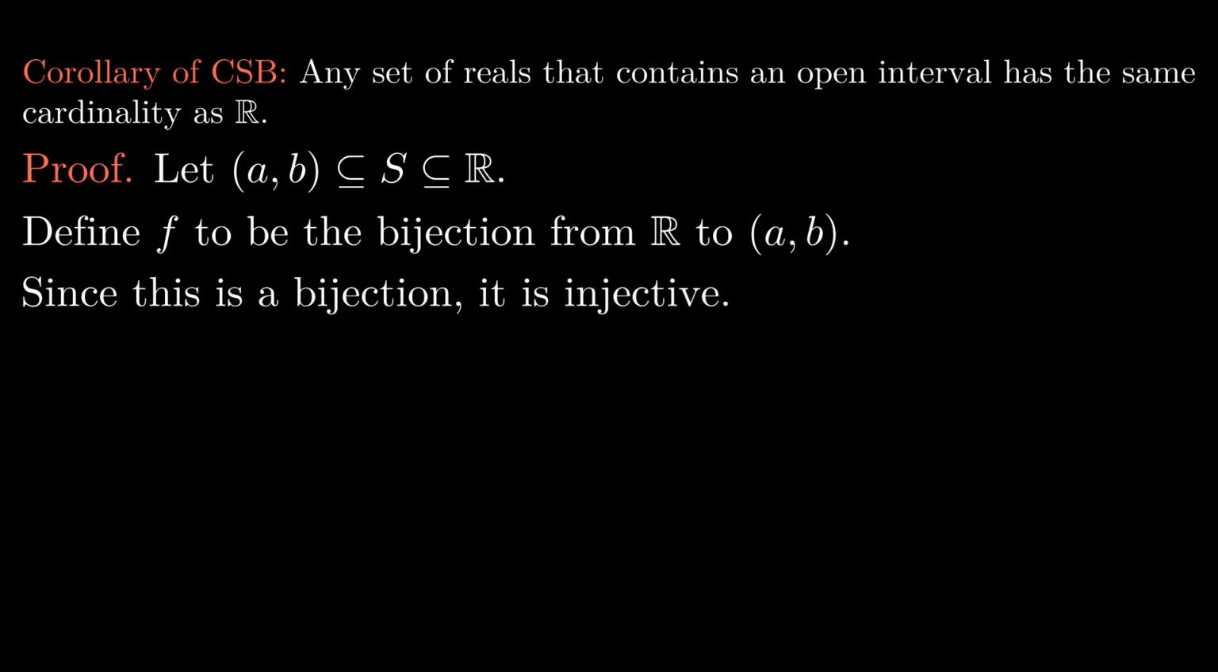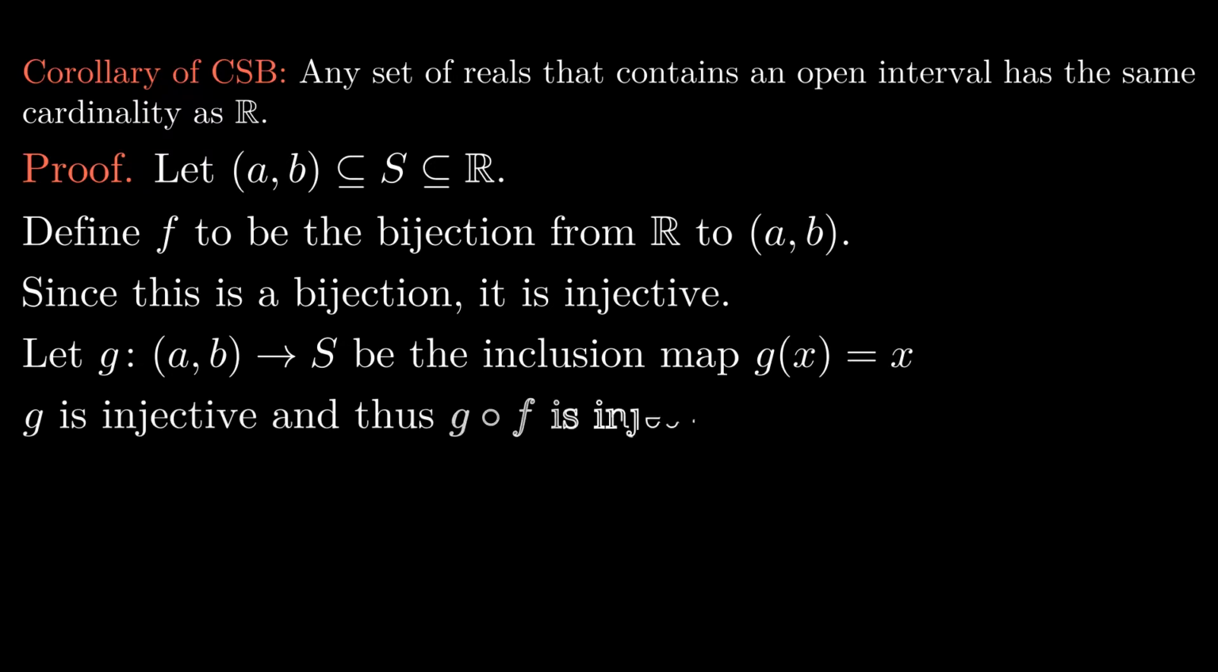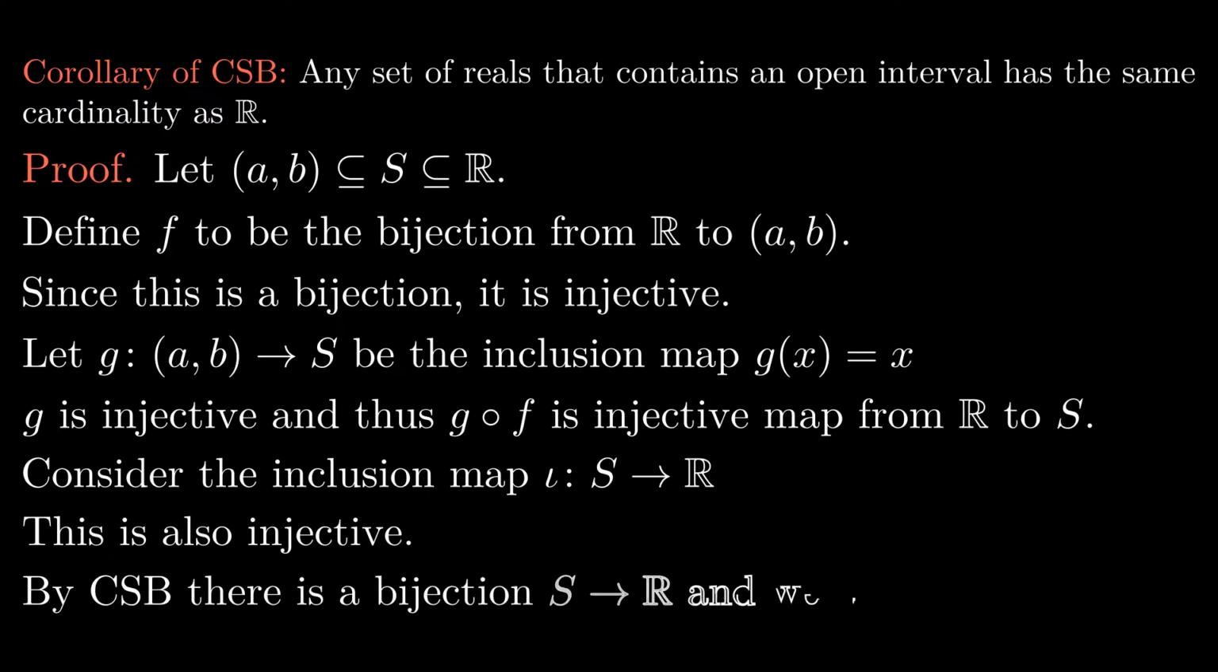Now let the map G go from the interval (a, b) to the set S be the inclusion map, where G of x is just x. This map is injective, and therefore G composed with F is an injective map from R to S. Since S is a subset of R, we can also consider the inclusion map from S to R, which is also injective. To summarize, we have an injective map from R to S and an injective map from S to R. By CSB, there is a bijection between S and R, and we are done.